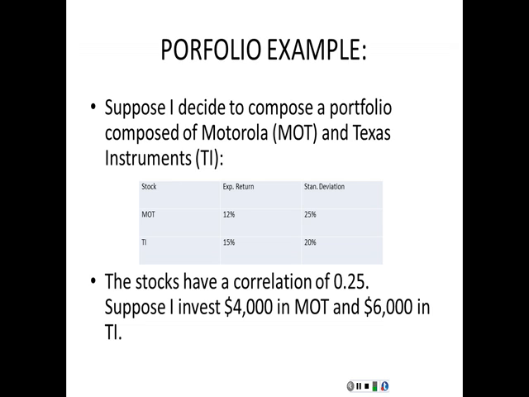Let's see this in an example. Suppose I decide to invest in Motorola and TI, Texas Instruments. We'll call Motorola stock A, and we'll call TI stock B. Let's say these stocks have a correlation of 0.25. What that means is 25% of the time, Motorola and TI's returns move in the same direction. They don't have to move the same amount, but they move the same way. So if Motorola's up, TI's up. If Motorola's down, TI's down. Only 25% of the time. This is good. We'll be able to diversify some risk. So suppose we invest $4,000 in Motorola and $6,000 in TI.